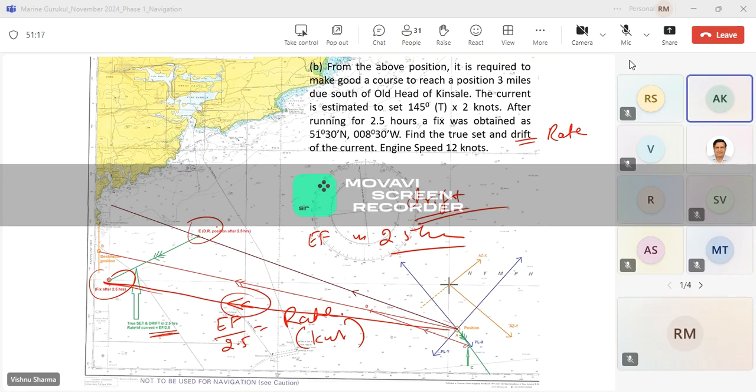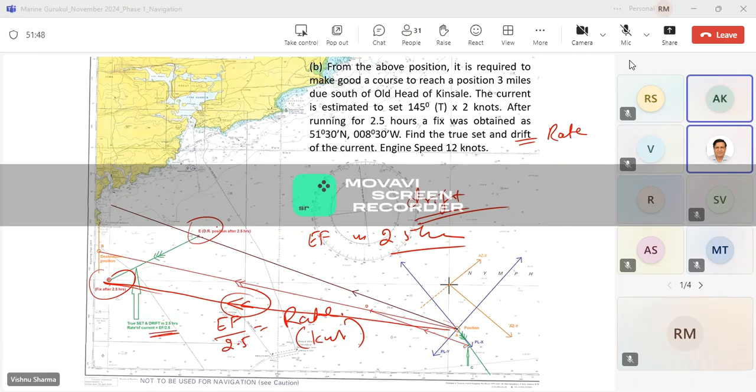So we are not reaching that point, which is 6 miles off. Beta, if you set a wrong course, will you reach your destination? You will not. If you set a wrong course because you counteracted the wrong current, you are going to miss your destination. That's why you keep fixing your position periodically so that you can correct your mistakes. That's why the passage is monitored.